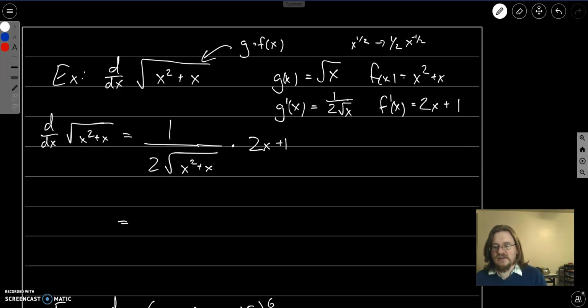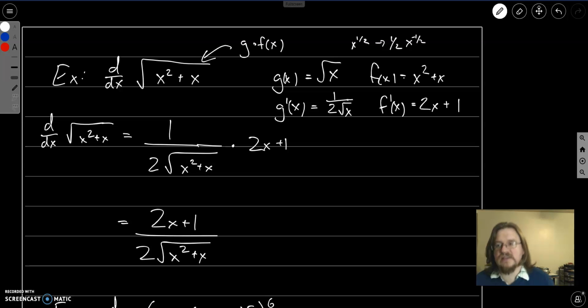And what we get is going to be 2x plus 1 over 2 times the square root of x squared plus x. And that is all there really is to the chain rule, and a lot of it just comes down to identifying when we see a function in another function. So here it was clear that I'm taking the square root of a big mess on the inside. Well, taking the square root of something, that's just like plugging a function into the square root function. So we can get that. And I'll do some more examples in the next video.